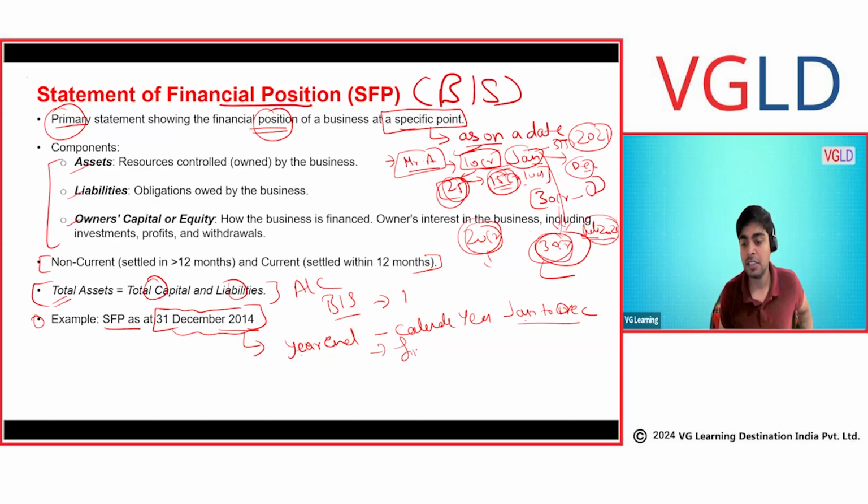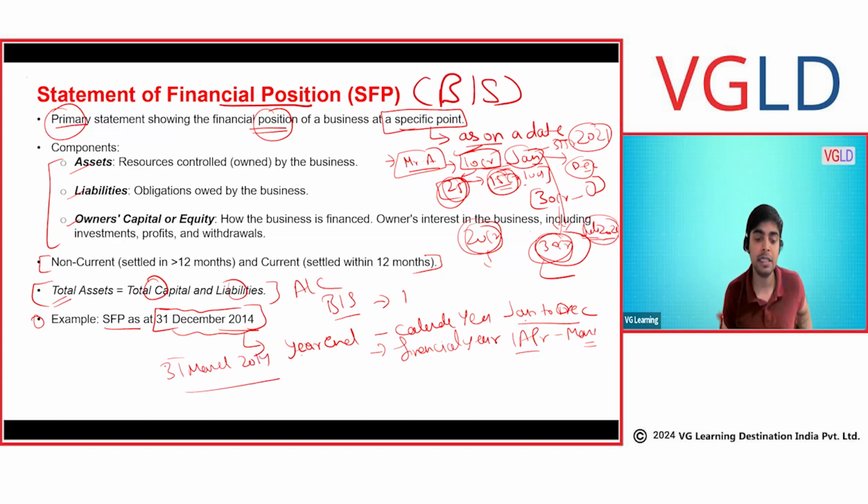Many follow a financial year. Now, what is a financial year? In India, normally we follow the April to March period. 1st April is the beginning and 31st March is the end of the year. So for many companies, you might see that 31st March 2024 is the year end. Clear? The year end depends on whether the company follows a calendar year or a financial year.